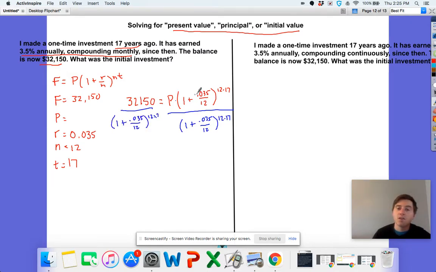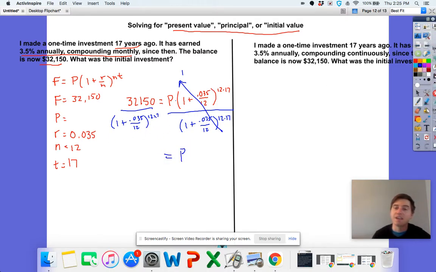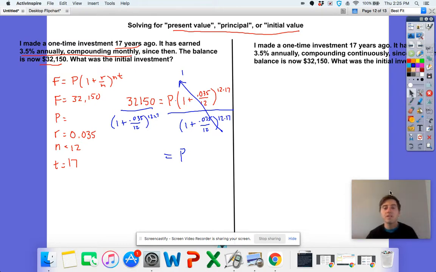1 plus. So anything divided by itself will be 1. So this thing here, right, is being divided by itself. So that means that is 1. And 1 times P is just P. So we're left with P equals, and then whatever this is, right? We're going to have to toss that into a calculator. So let's look at how to toss that into a calculator.